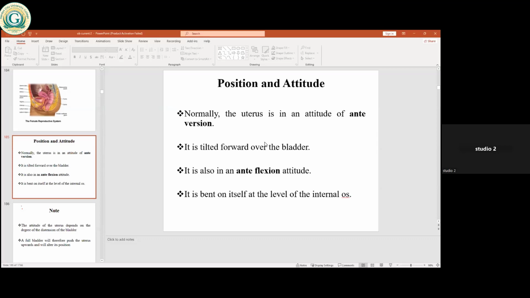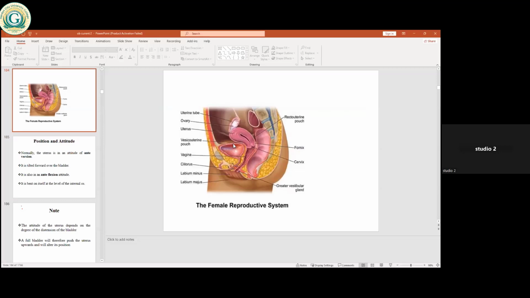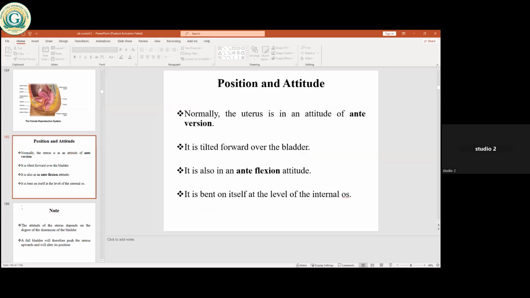at the level of the internal os. Let's go back to the diagram. That is the bladder, so this is the uterus bending over the bladder. That is antiversion. Then here you see the cervix. The uterus is bent on itself at this place before it bends on the bladder. So that is the antiflexion. It flexes on itself and then flexes on the bladder, which is antiversion. So we have a bend on itself at the level of the internal os.